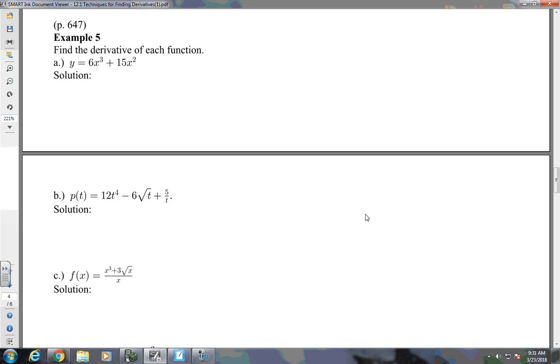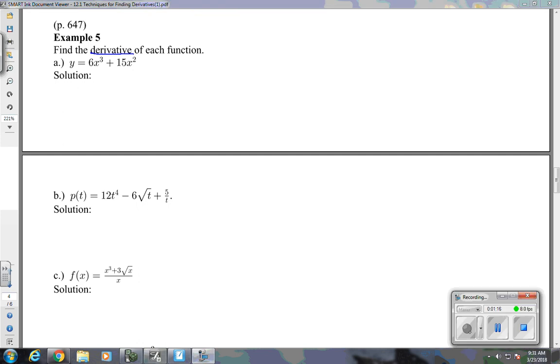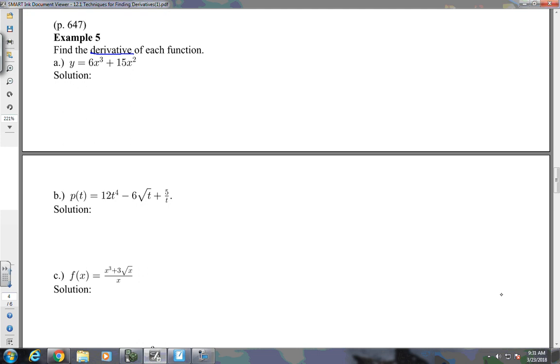So let's consider the function in part A. y equals 6x cubed plus 15x squared. We are to find the first derivative of the given function. We can denote this in several ways. One is to call it dy over dx. Another way is simply to call it y prime. We'll examine a variety of different notations as we work these examples.